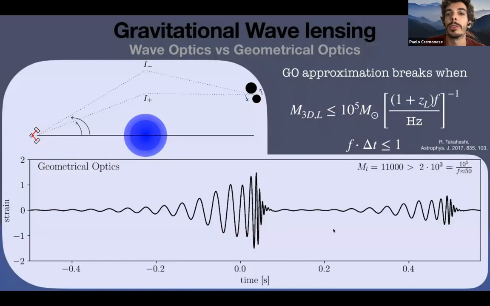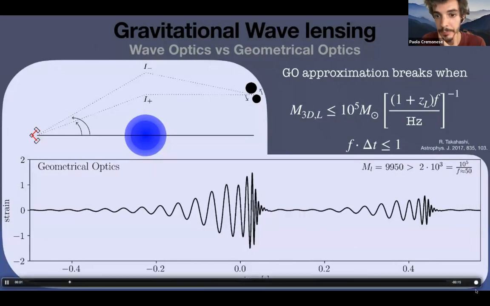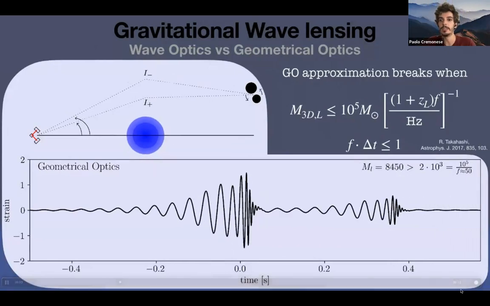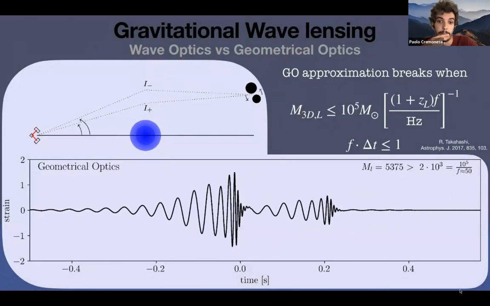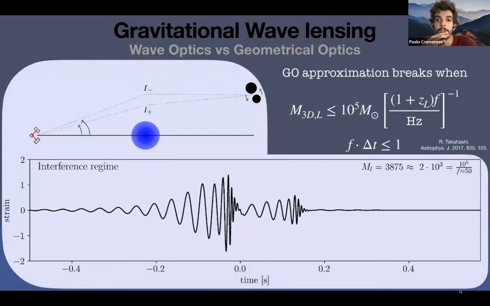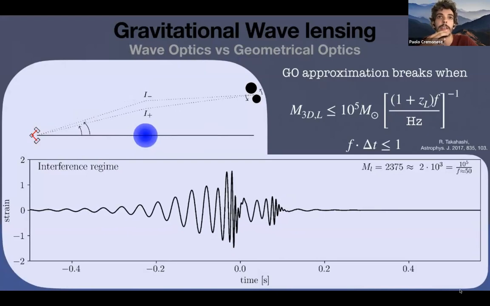So here we have the two images, and we can see that the condition now is satisfied for the geometrical optics regime, since the mass of the lens is larger than this right-hand side factor. Now, if we shrink the mass of the lens, the images get closer and closer in time, until they interfere with each other at around this point.